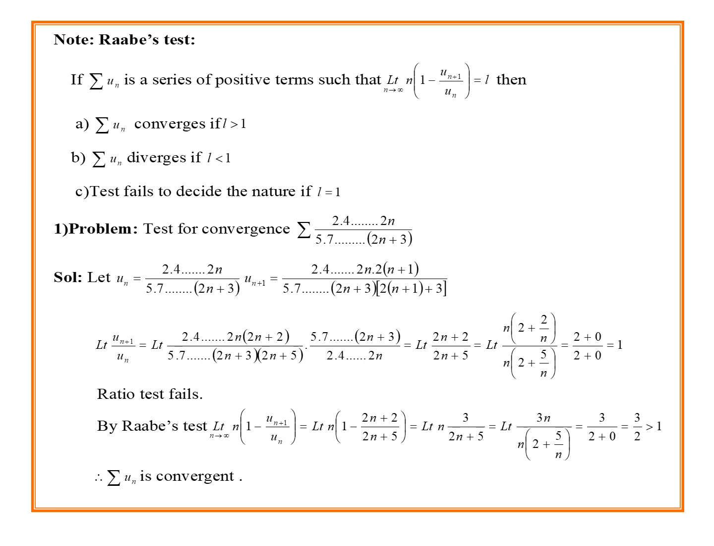Based on that, problems. First problem. Test for convergence, sigma (2 into 4 into so on 2n) by (5 into 7 into so on (2n plus 3)). So first, solution: let un be equal to (2 into 4 into so on 2n) by (5 into 7 into so on (2n plus 3)).